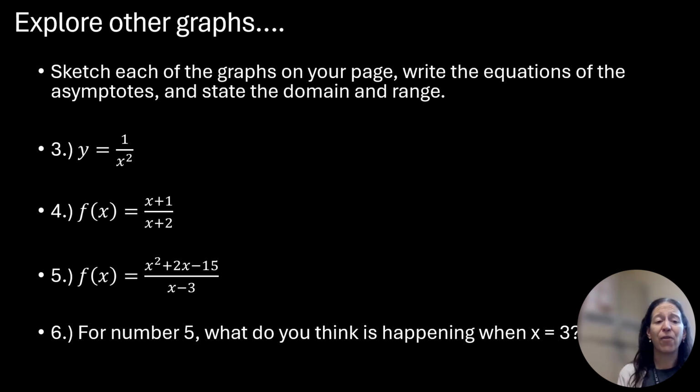And then for number 5, what do you think is happening when x is equal to 3? Okay, because you're going to look at the graph. And then you've got that denominator with the x minus 3, and we know the denominator can't be 0. So what do you think is going on there? Go ahead and complete that. That is to be turned in on a separate piece of paper.